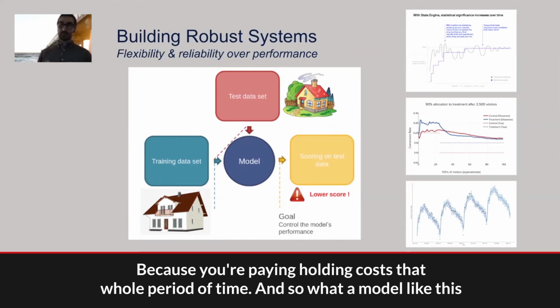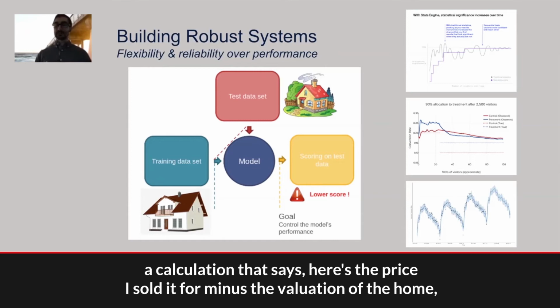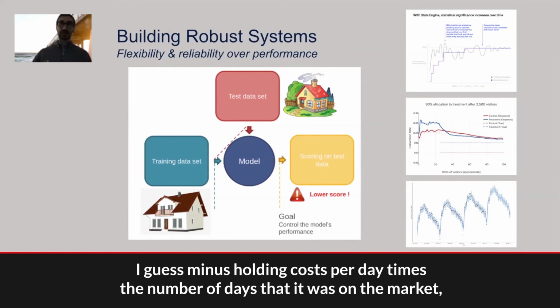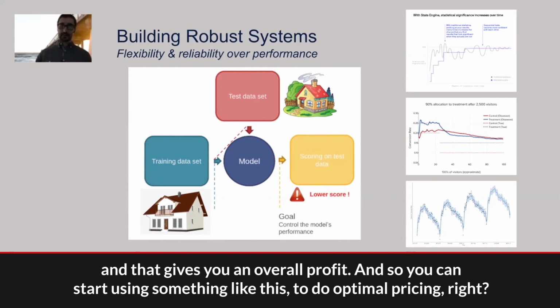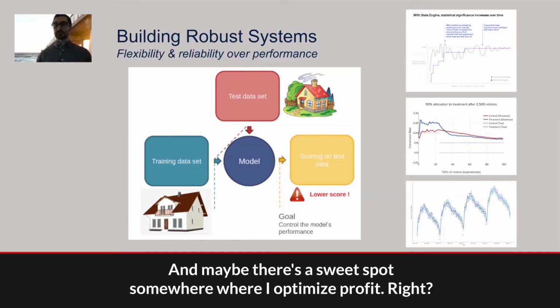And so, what a model like this allows you to do is say, it takes a few $100s of holding costs per day. Well, now I can perform a calculation that says, here's the price I sold it for, minus the valuation of the home, minus holding costs per day times the number of days that it was on the market, and that gives you overall profit. And so you can start using something like this to do optimal pricing, right? As I raise or lower the list price, all of those components change, and maybe there's a sweet spot somewhere where I optimize profit, right?